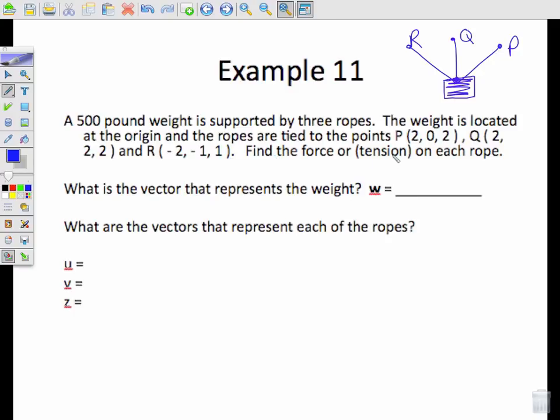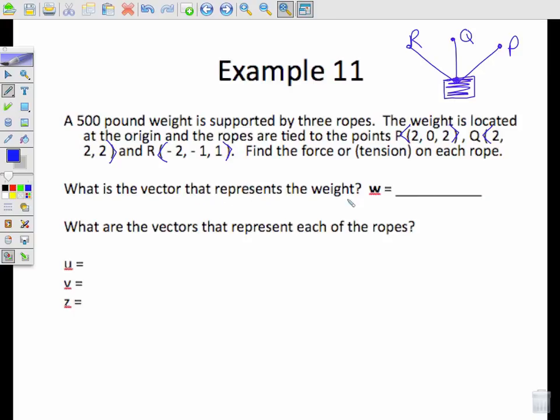Find the force or tension on each rope. Well, we've got some vectors here. The first thing we need to do is figure out each of these vectors. If this is the origin and each one of these points is from the origin, then these are also just our vectors P, Q, and R. I'm changing those to vectors since the initial point is the origin. We can subtract 0, 0, 0 from all 3.